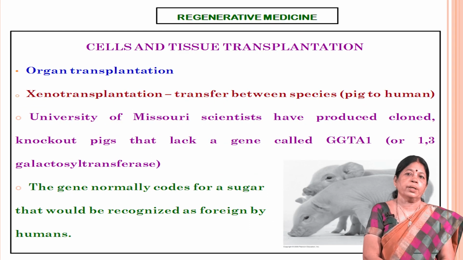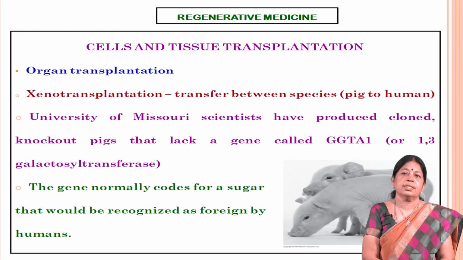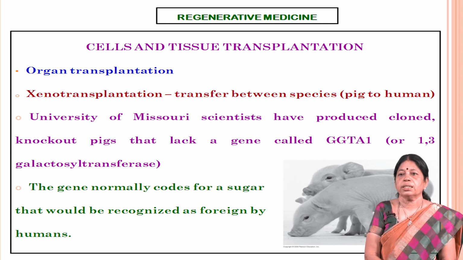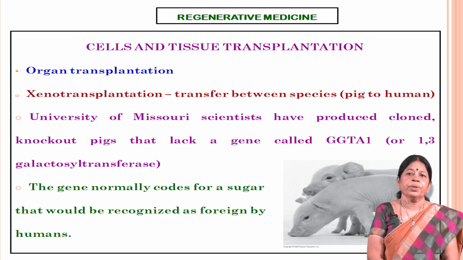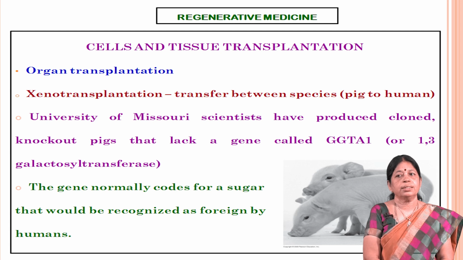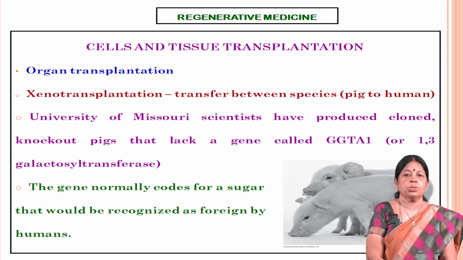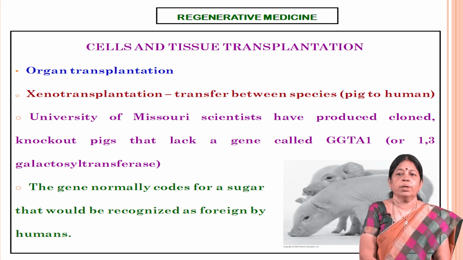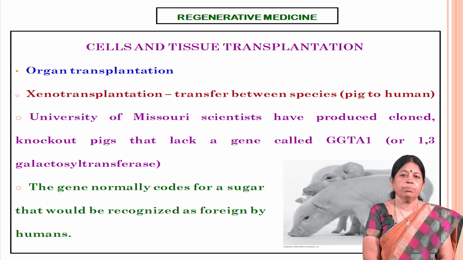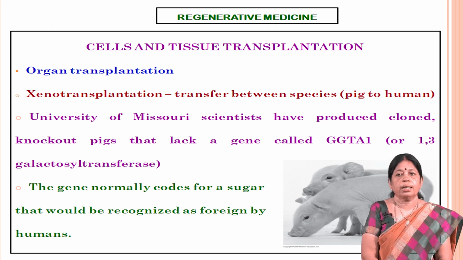Cells and tissue transplantation, then organ transplantation, that is xenotransplantation, the transfer between species, even from pig to human, the organ can be transferred. The University of Missouri scientists have produced cloned knockout pigs that lack the gene called GGTA1, that is the galactosyl transferase enzyme. The gene normally codes for a sugar that would be recognized as foreign by the human. So from the pig the organ can be transplanted.